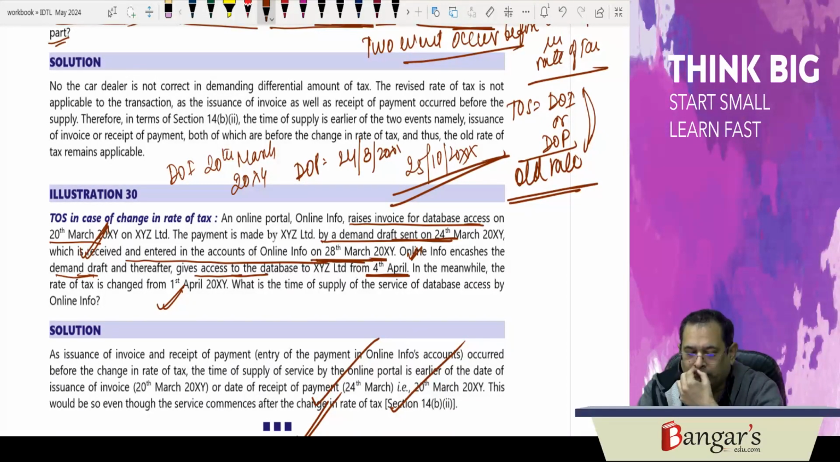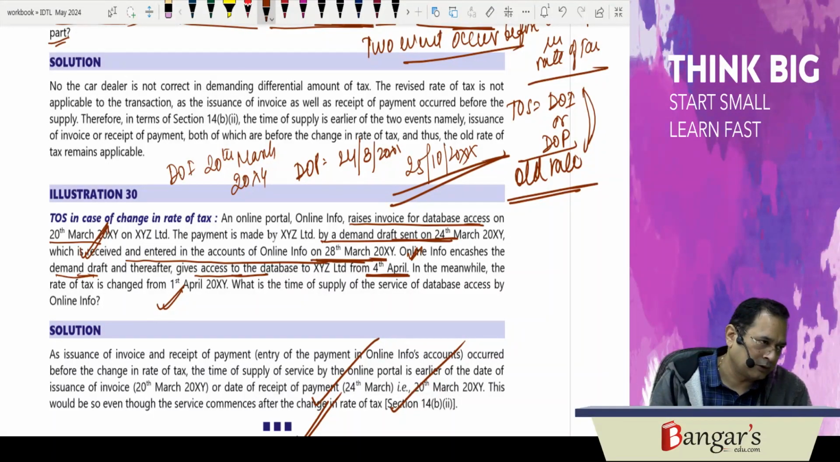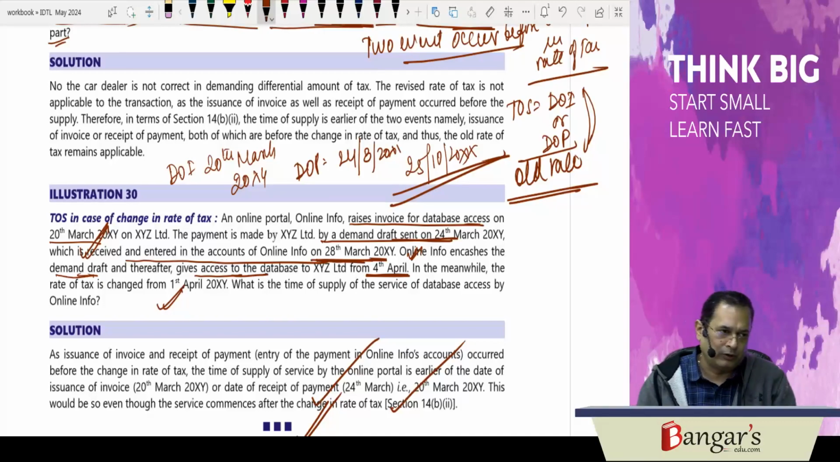So, an invoice and receipt of payment entry in the books of accounts of Online Info occurred before change in rate of tax. Time of supply of service will be the earlier of the date of issuance of invoice or the date of receipt of payment, whichever is earlier. So this was all about time of supply of service. Section 14 is important from examination point of view.